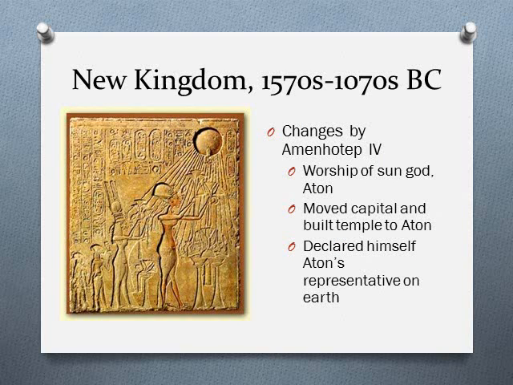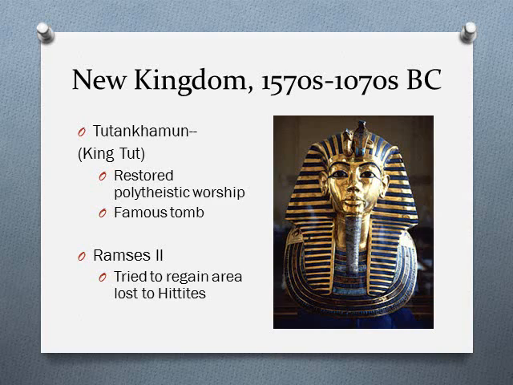Some pretty drastic changes occurred with regard to religion during the New Kingdom, and these changes were initiated by Amenhotep IV, who instituted worship of the sun god Aten as opposed to worshiping many gods. He moved the capital and built a temple. When King Tutankhamun took power after the previous pharaoh, he restored the polytheistic worship, which made him pretty popular among the Egyptians. He isn't really known for much else beyond that, but he is probably one of the most famous pharaohs. He's known as King Tut.